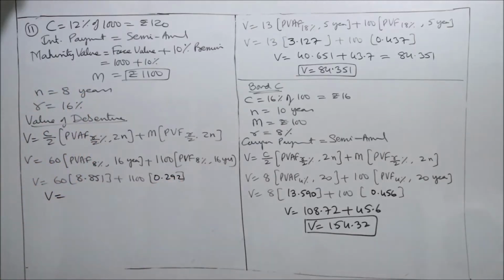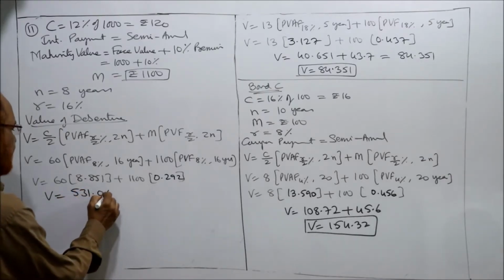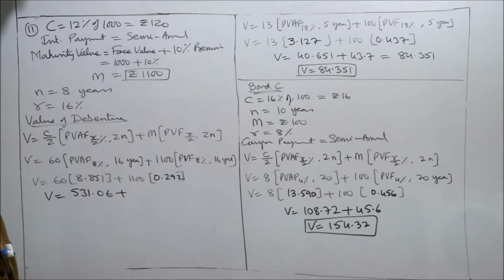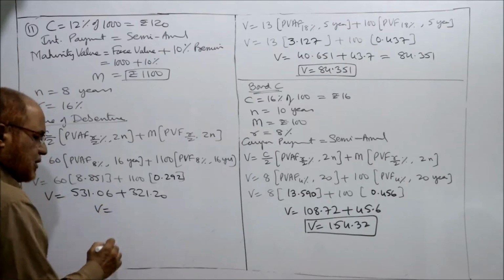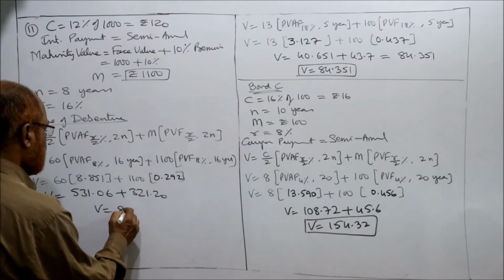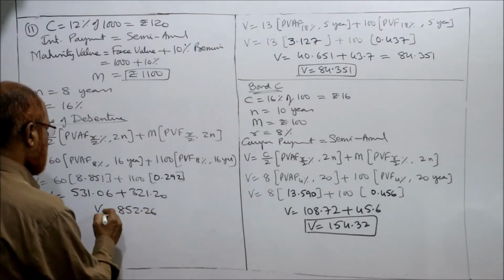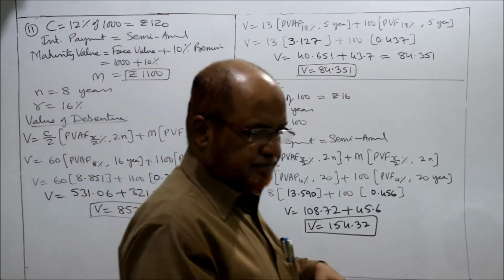So 60 into this one, 531.06, plus 1100 into 0.292, 321.20. So V is equal to 852.26. So 852.26 is the value of the debenture.